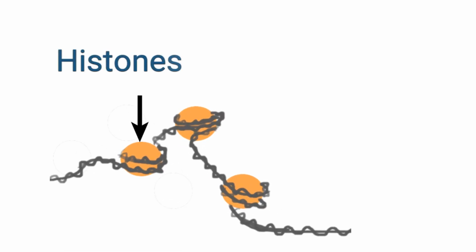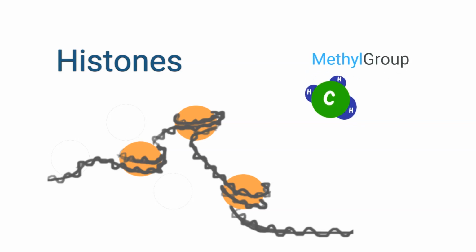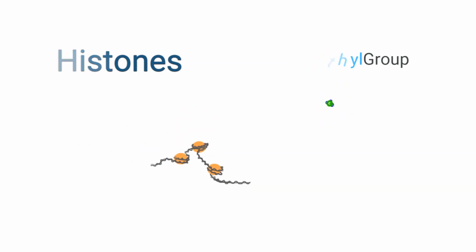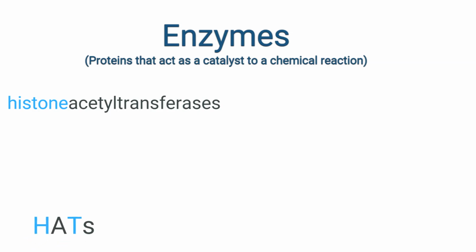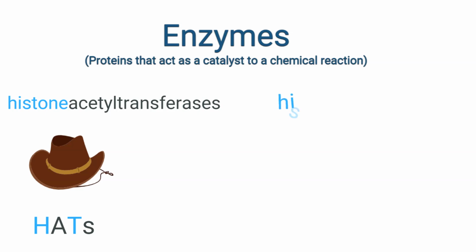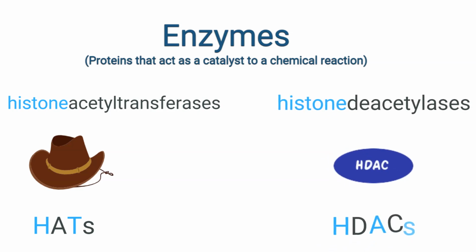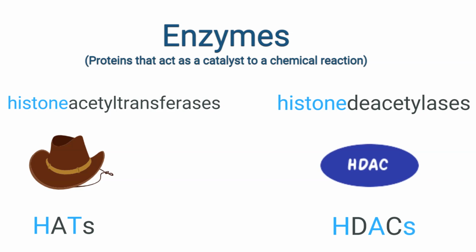Histones. You know those proteins that DNA wraps itself around? They can also be modified through methyl groups, like DNA, or by enzymes known as histone acetyltransferases, or HATs, and enzymes known as histone deacetylases, HDACs, which removes HATs.